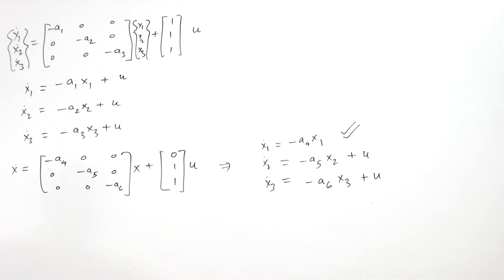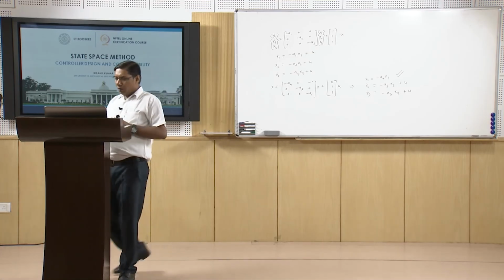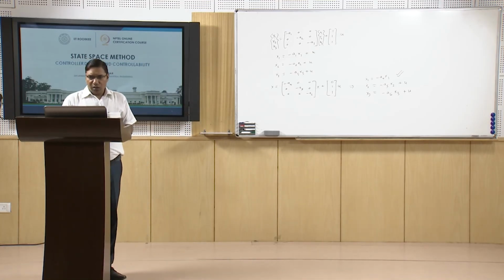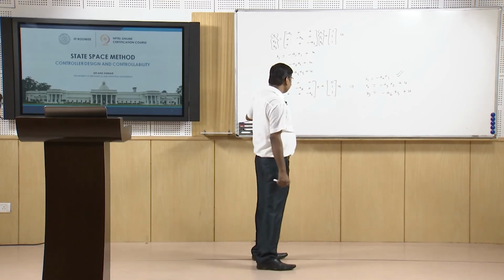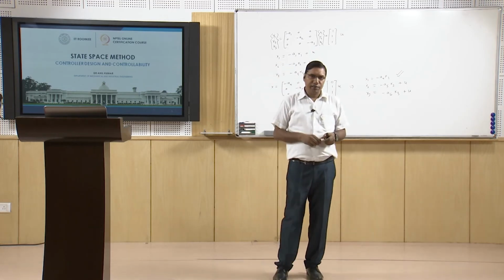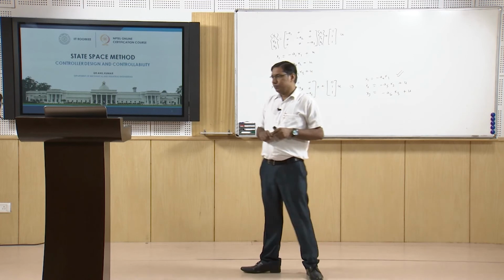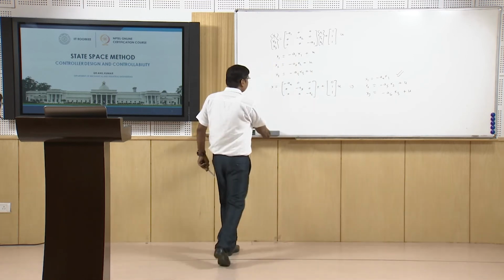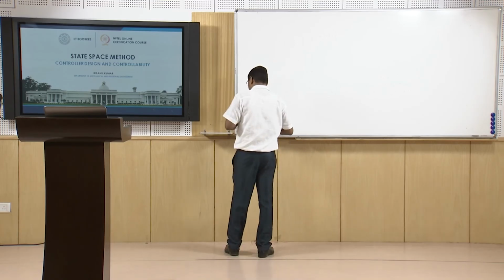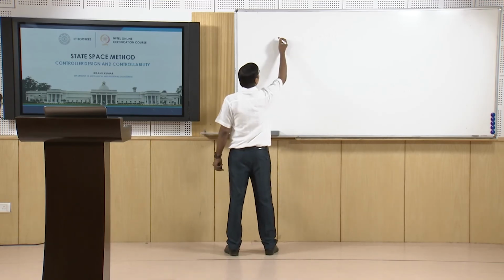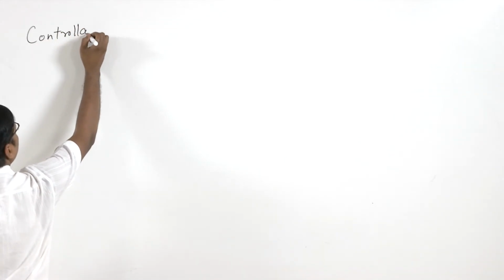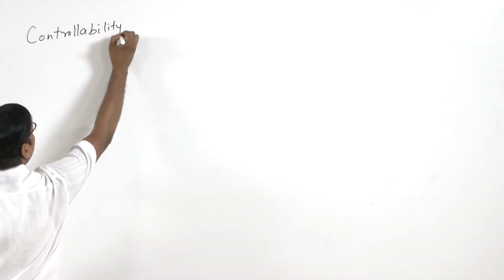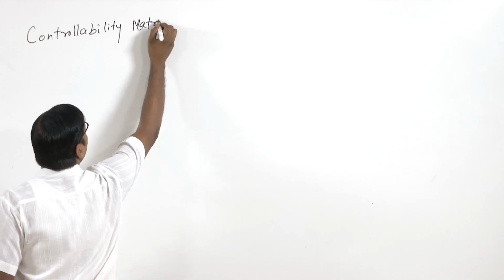However, if we have repetitive poles, if the system has multiple poles and does not have distinct poles, then how do we find the controllability of the system? To find the controllability of such a system, we have to find the controllability matrix, which we call CM.